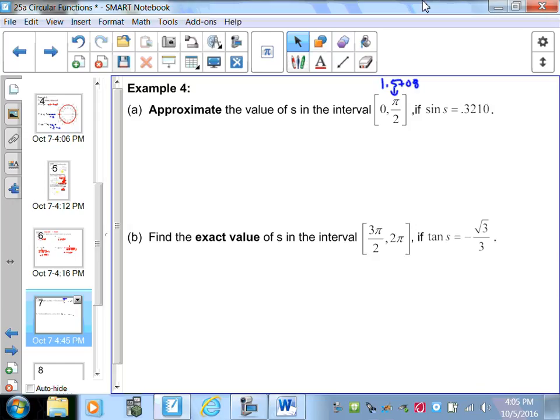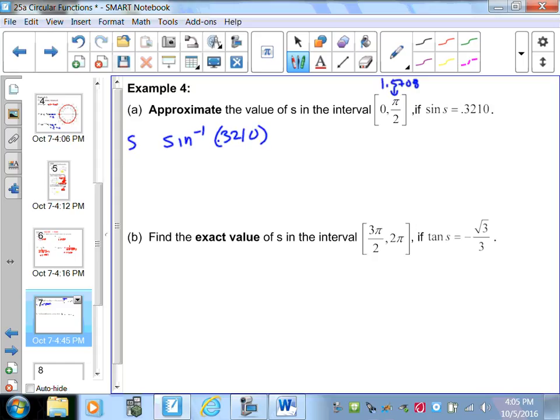All right, so to find that, you just need to take the inverse sine of 0.3210 to find your s. And that should give you 0.3268. And again, as long as it's between those numbers, you're good.